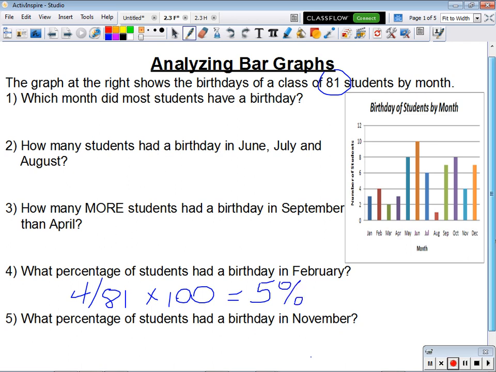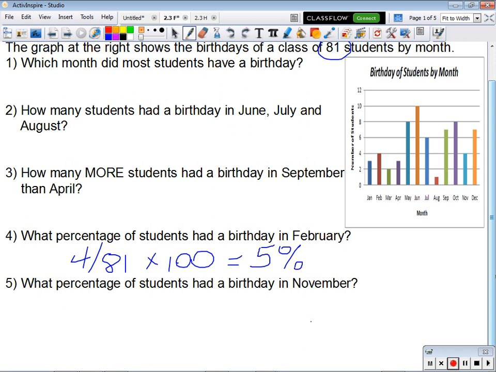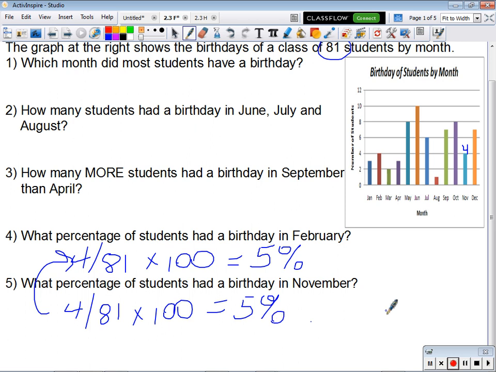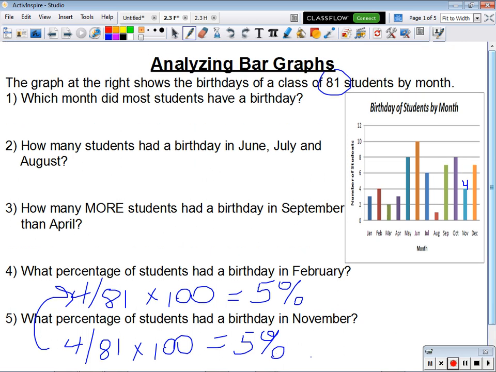And then question number 5 says, what percentage of students had a birthday in November? So I'm going to do the same thing here. I want to know first how many students had a birthday in November, which you can see here there were 4 students that had a birthday in November. So to find the percentage of students, I'm going to do the same thing, 4 divided by 81 times 100. Well, if you notice, it's the same as what's up here, so I know that that's going to come out to also be 5%. So that's some of the different types of questions that we're going to look at today as far as analyzing bar graphs.